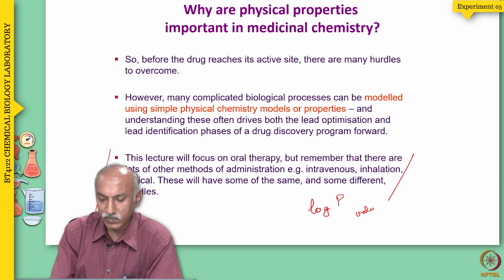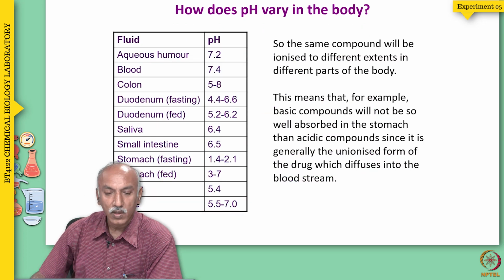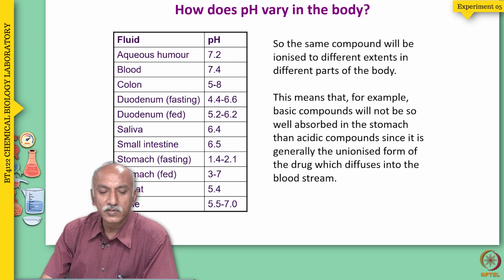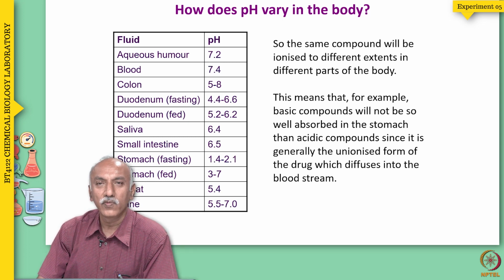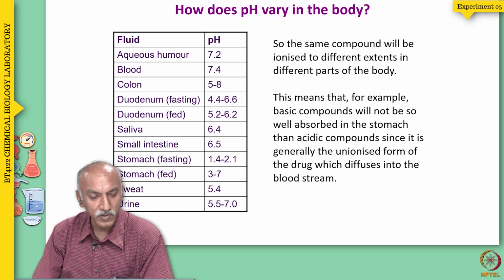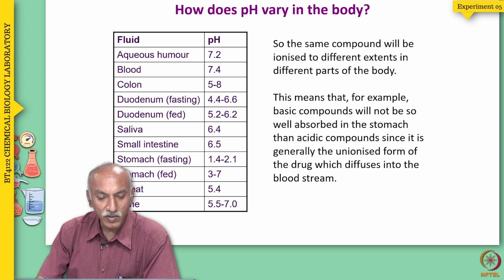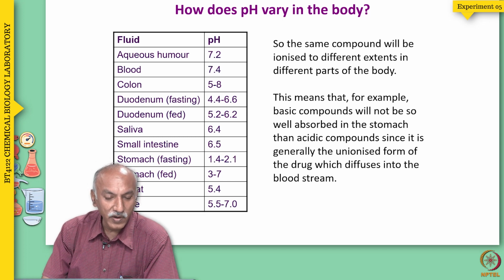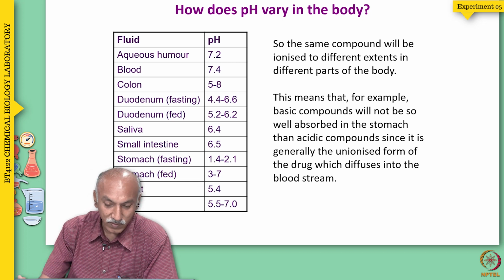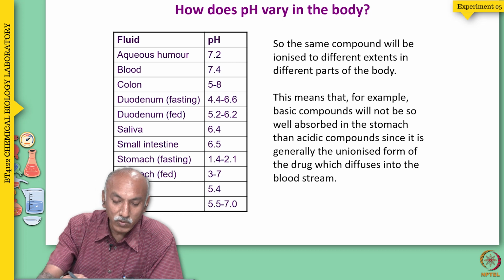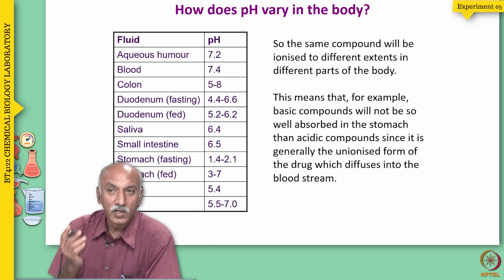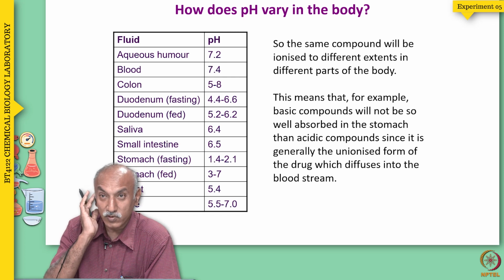So, what is the log P value or log P of a compound? Also, the pH varies quite a bit, and this pH is also going to affect the intake of the drugs. The aqueous humor pH is about, in the blood it is about 7.4, the colon is about 5 to 8; in the intestine, when you are fasting it is about 4.4 to 6.6, when you are fed 5.2 to 6.2, and the stomach when fasting is 1.4 to 2.1. So, an oral drug has to go through all these pHs in order to get the ionized form of the drug which diffuses into the bloodstream.